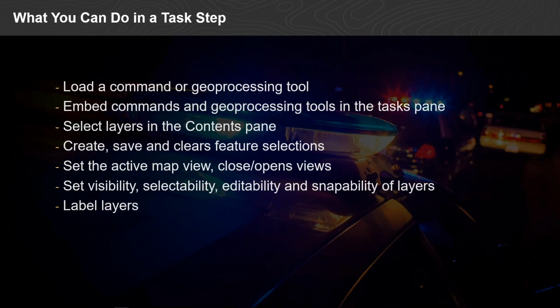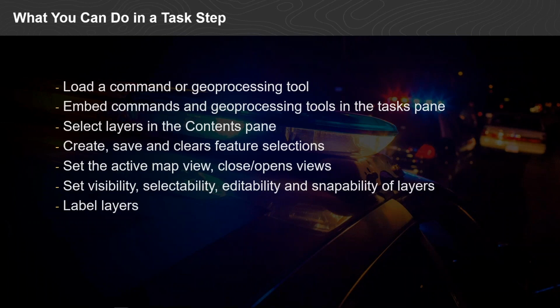So we can even embed the parameters that are necessary for those tools inside of that task pane, which is great because it simplifies the experience for your user of the task. We can control behaviors of layers. So we can make selections, we can select features inside of a layer, we can clear features inside of a layer, we can save off subsets, we can control visibility and selectability and editability and snappability, we can turn on and off labels, and then we can even turn on and off various maps or map views and connect them even to other map views.